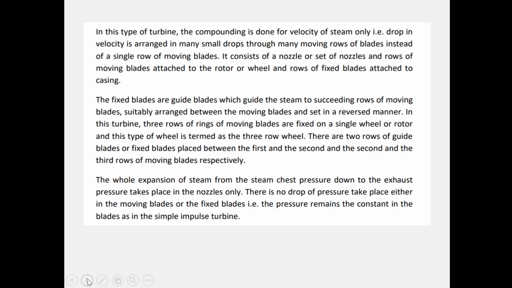The fixed blades are guide blades, which guide the steam to the succeeding row of moving blades, suitably arranged between the moving blades and set in a reverse manner. In this turbine, three rows of moving blades are fixed on a single wheel or rotor, and this type of wheel is termed as the three-row wheel. There are two rows of guide blades or fixed blades placed between the first and second and the third row of moving blades respectively.